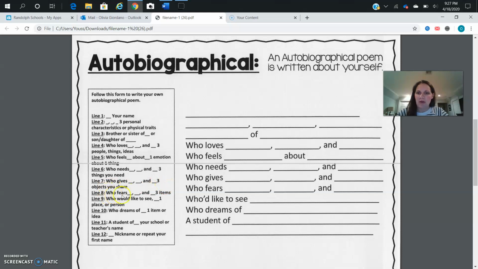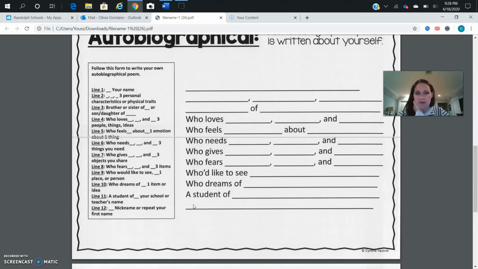On the 8th line, who fears 3 items. On line 9, who would like to see one person or maybe one place that you want to go visit. Who dreams of 1 item or idea. And then line number 11, a student of, and you're going to write down Shangam because you're a student of Shangam, or you could put your teacher's name. And then on the last line, you're going to write down a nickname, or you can repeat your first name. So I'm going to show you mine that I did underneath this slide.